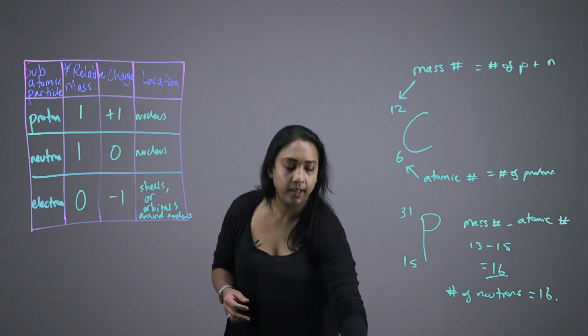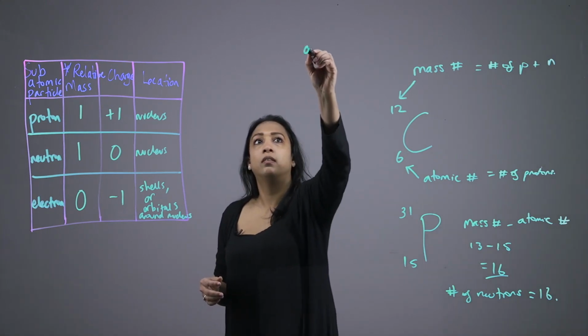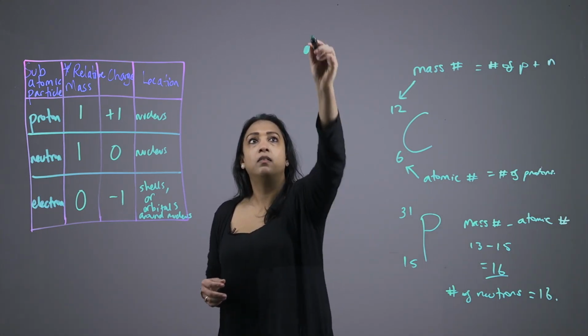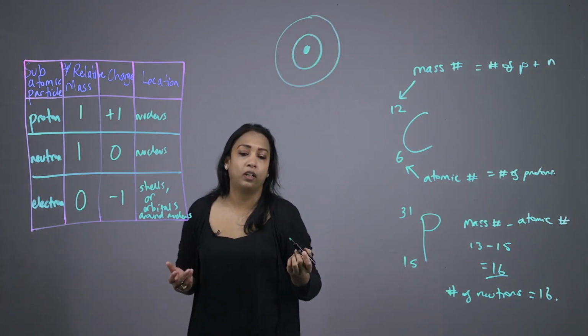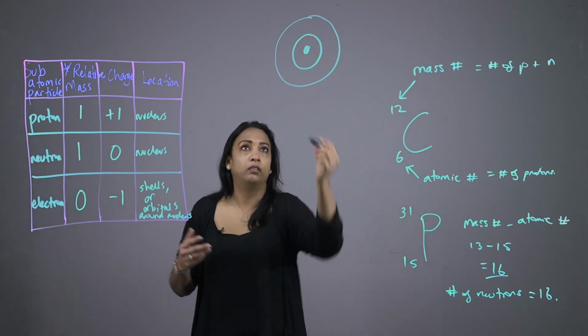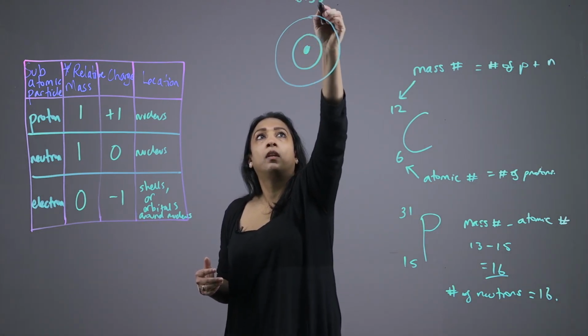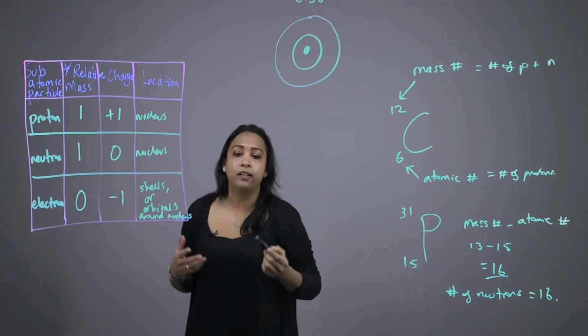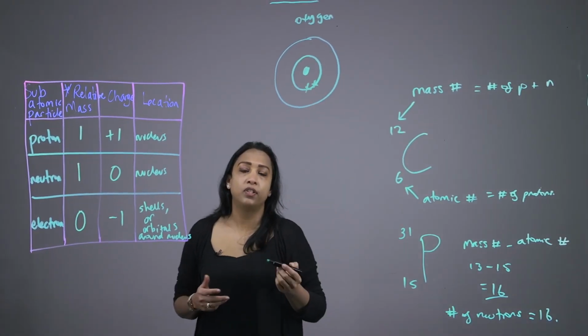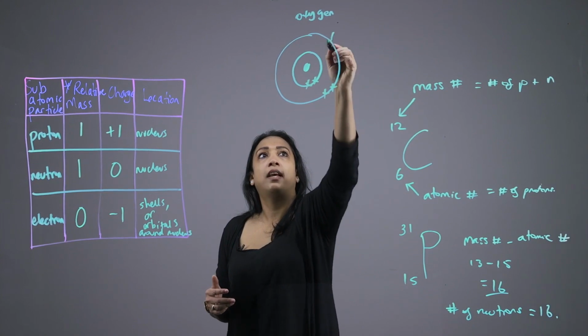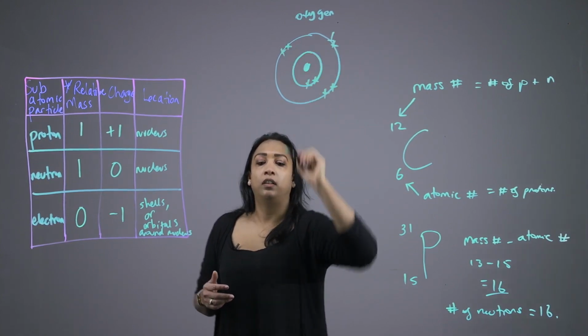So we can represent atoms like this. We have the nucleus, we have our first shell, and we have our second shell. Now I'm going to draw oxygen, okay? Oxygen has an atomic number of 8. So we have 2 electrons in the first shell, and we have 6 electrons in the second shell.